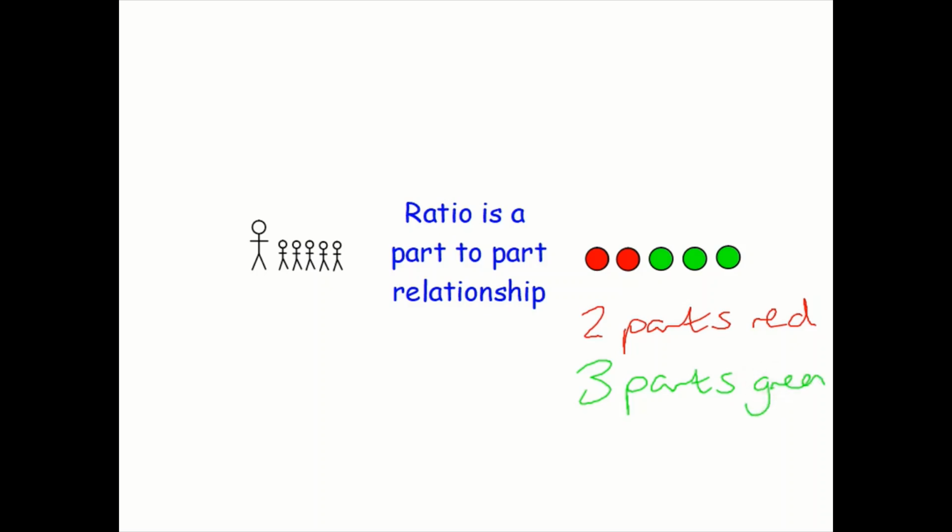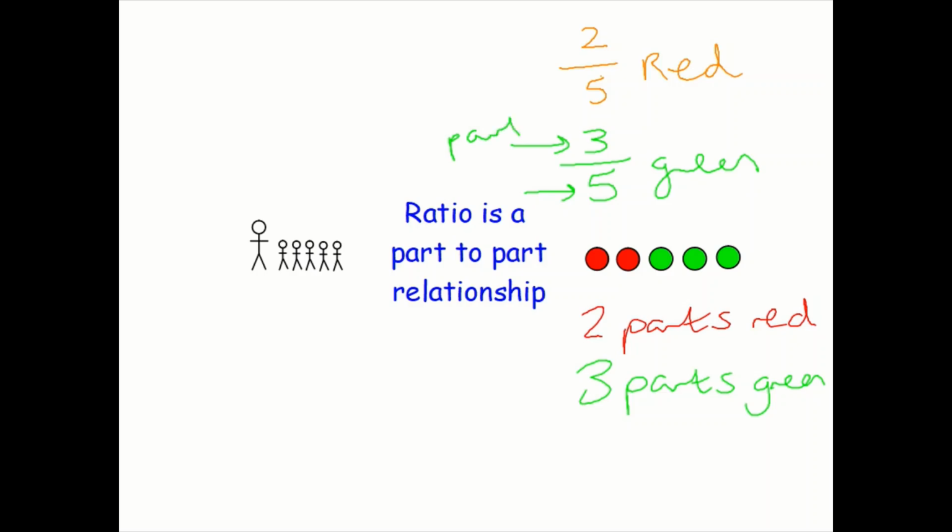Okay, this is different to the fraction. A fraction here, if I was to say what's the fraction that are red, 2 out of those 5 counters are red. And the fraction of green, 3 out of 5 are green. So a fraction is a part to whole relationship. So this is the part and this is the whole amount. So how much is there in total?